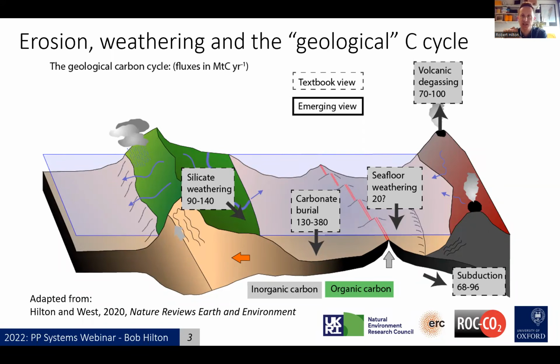Where does this research sit and why are we doing it? Well, this is the general framework that we're thinking about. We're talking about how two processes, erosion and weathering, which move material around and alter it at Earth's surface, actually move carbon around as well, and these contribute to what we call the geological or long-term carbon cycle.